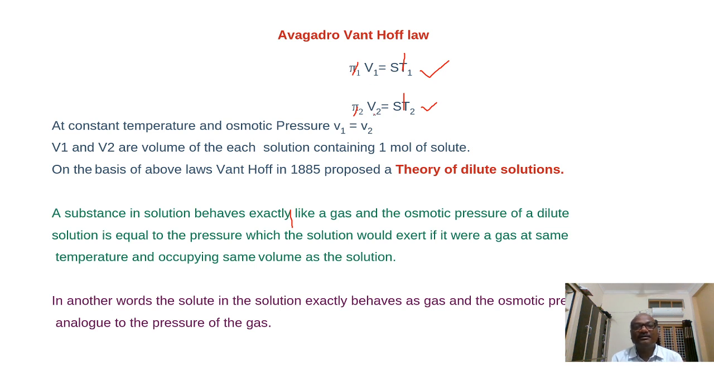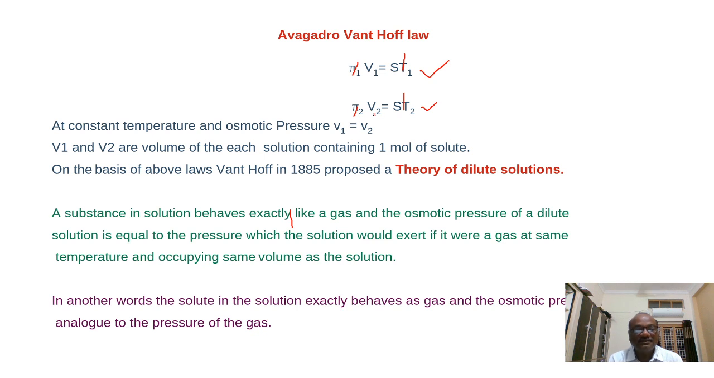So V1 must be equal to V2, meaning the volume of the solutions will be the same. If these solutions exhibit the same osmotic pressure and are present under the same conditions of temperature, they will have the same volume and they will contain the same number of moles. This is called Van't Hoff's Avogadro law.